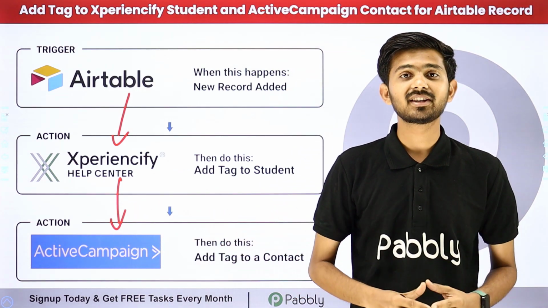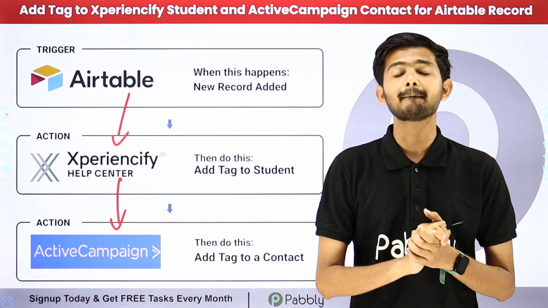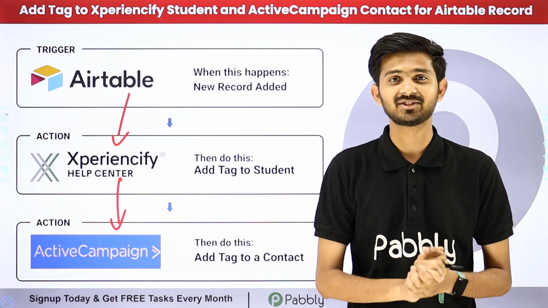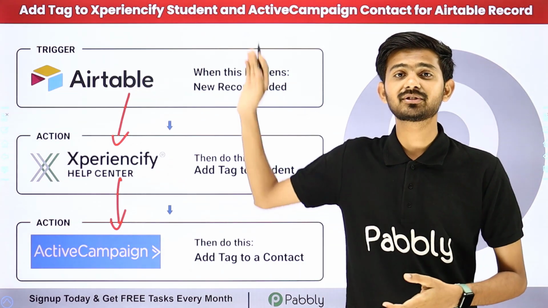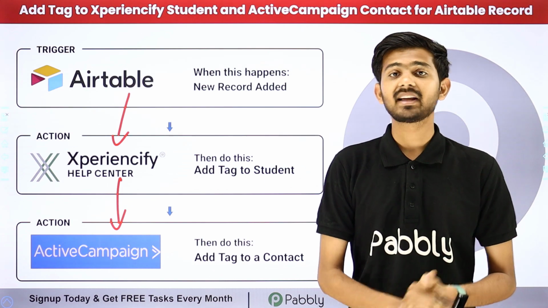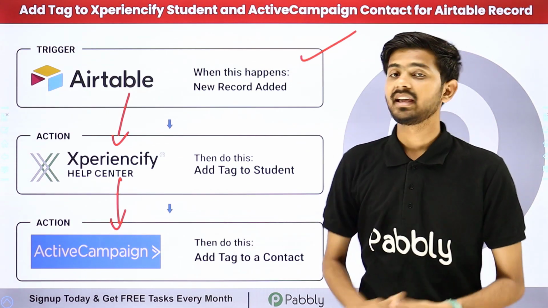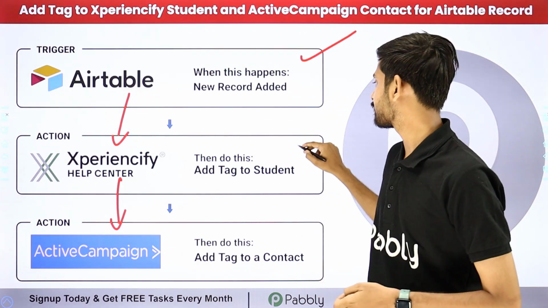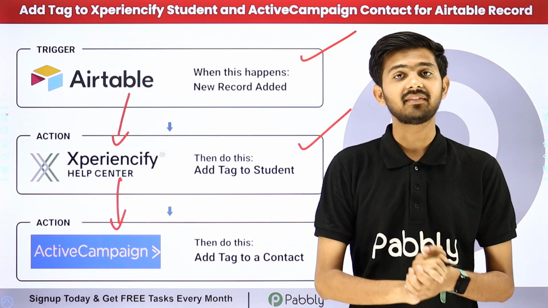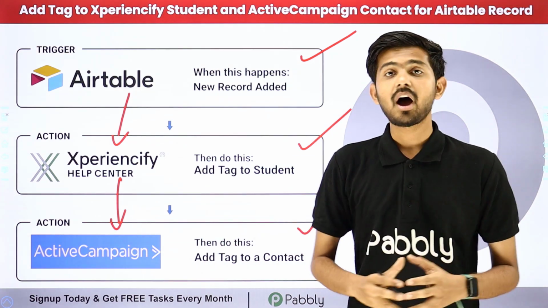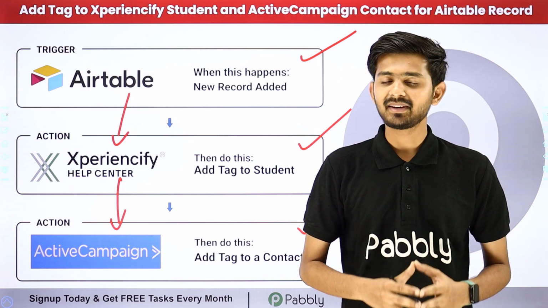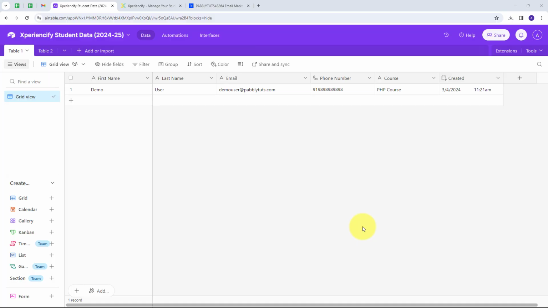For building this connection, I'm going to use Pabbly Connect, which is an amazing software for automation and integration. In Pabbly Connect, I have to use a trigger and actions. In the trigger application, I'm going to use Airtable. In the action application, first I'm going to use Xperiencify, then I'm going to use ActiveCampaign. So how am I going to build this connection? For that, let me take you to my computer screen. I hope you can all see my computer screen.